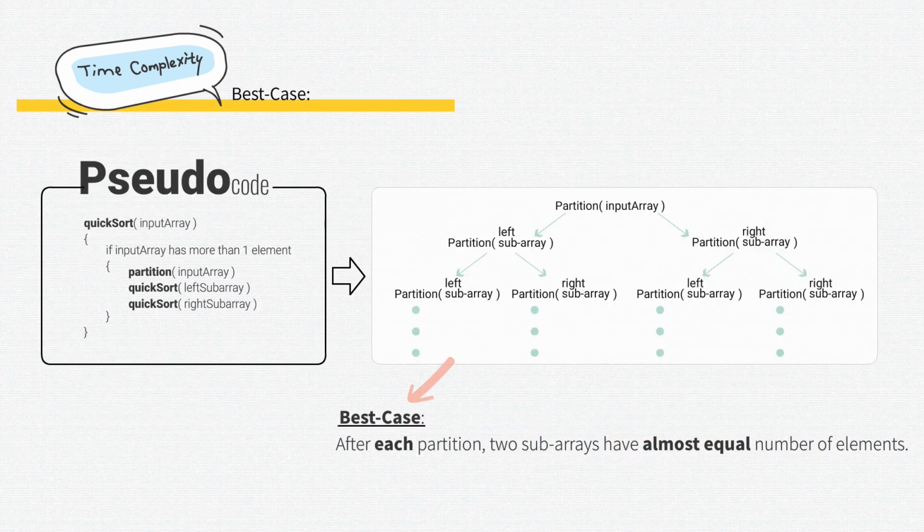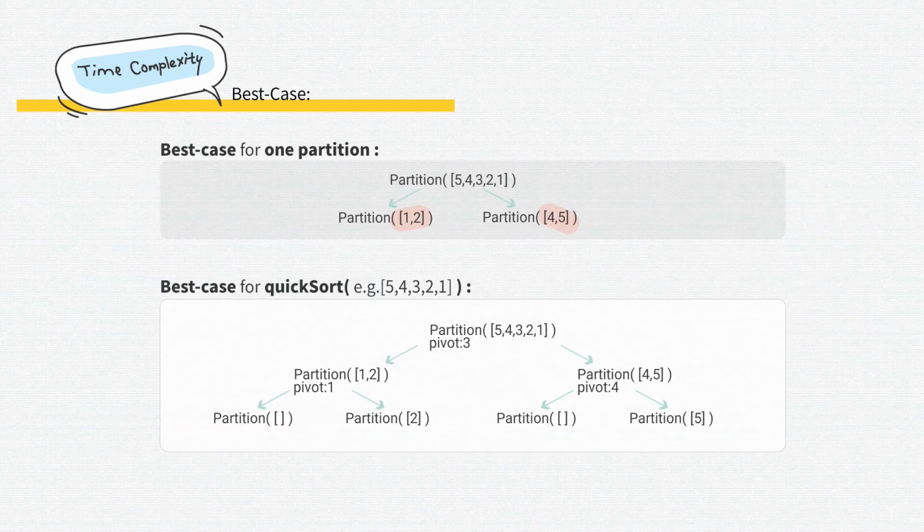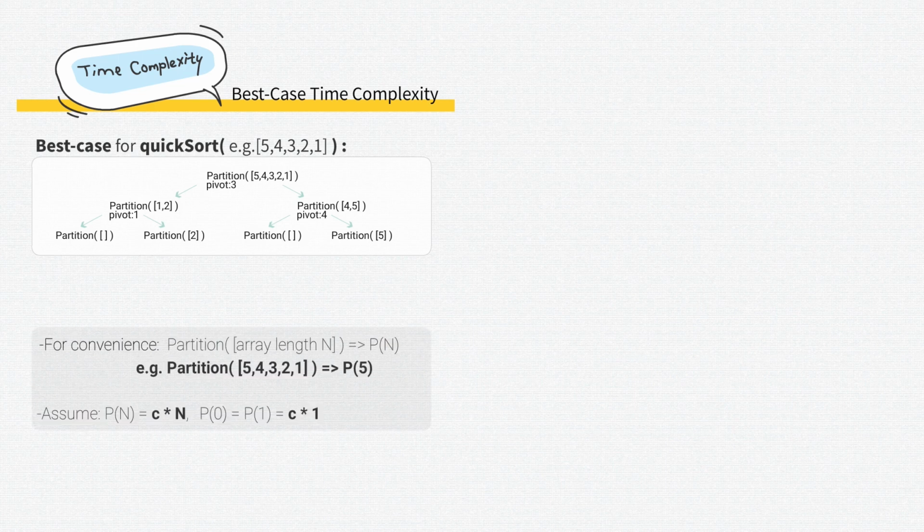Now let's talk about the best case scenario. In the best case, after each partition, the left subarray and the right subarray have almost equal number of elements, like what is shown in this example. And this tree shows the whole process of quicksorting array 5, 4, 3, 2, 1 in the best case. To calculate the time complexity, we have the following assumptions. For convenience, we use Pn to represent the time it takes to partition an array with n elements.